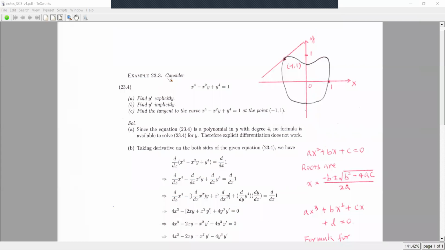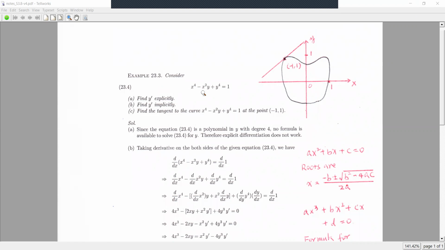Example 3. Consider this equation. Part A, find the derivative explicitly. Part B, find the derivative implicitly. Part C, find the tangent line to the curve at this point.